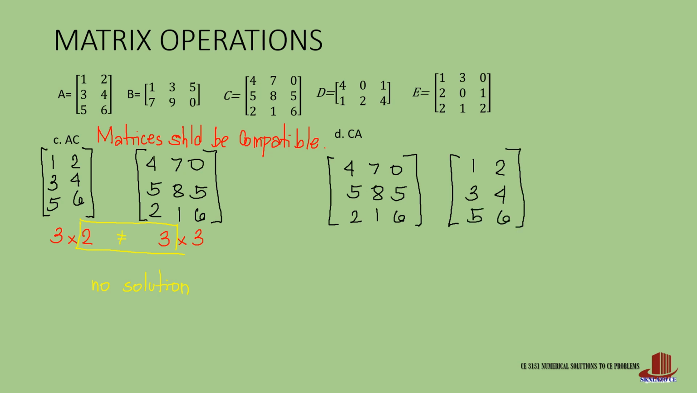This time, check on its size and look for compatibility. In this case, you would have 3 for the rows of the second matrix, 3 for the columns of the first matrix, which would mean that they are compatible. We can move on and have the multiplication of our matrices C and A.